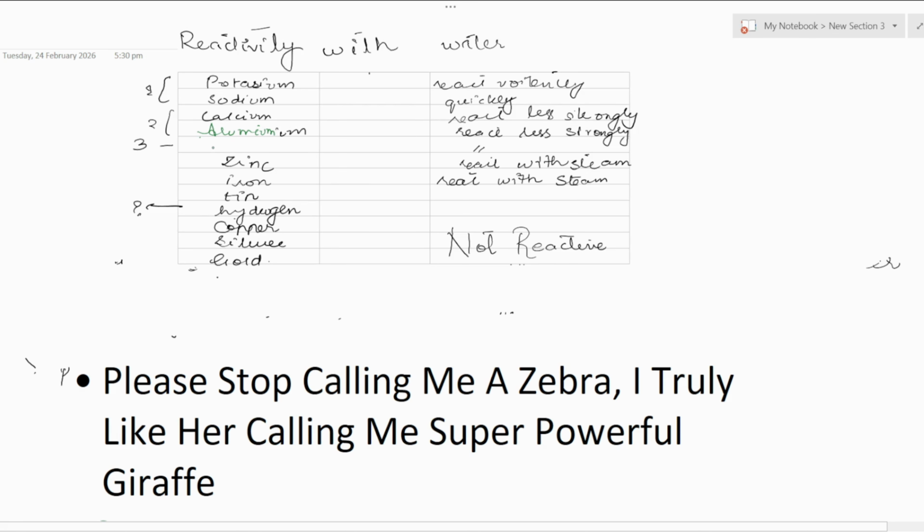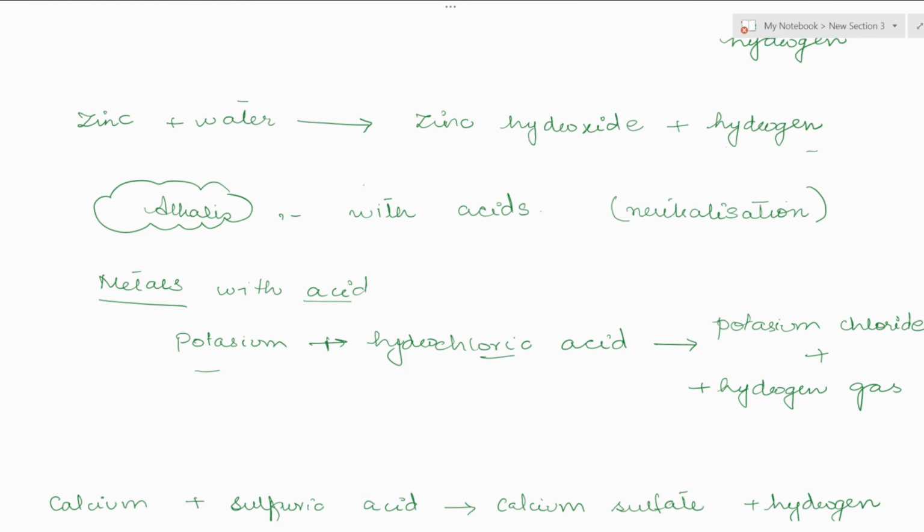One beneath it. Good. Iron, tin, copper, silver, gold. So, you must know this order of metals first of all. Then the next topic is the rusting of iron.